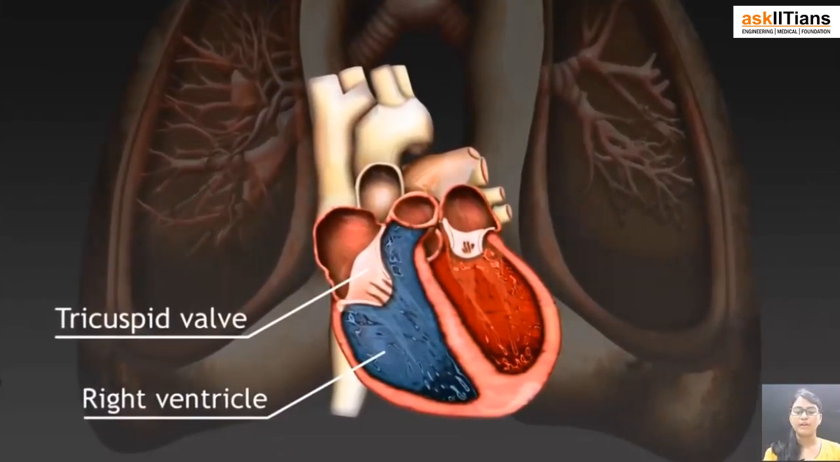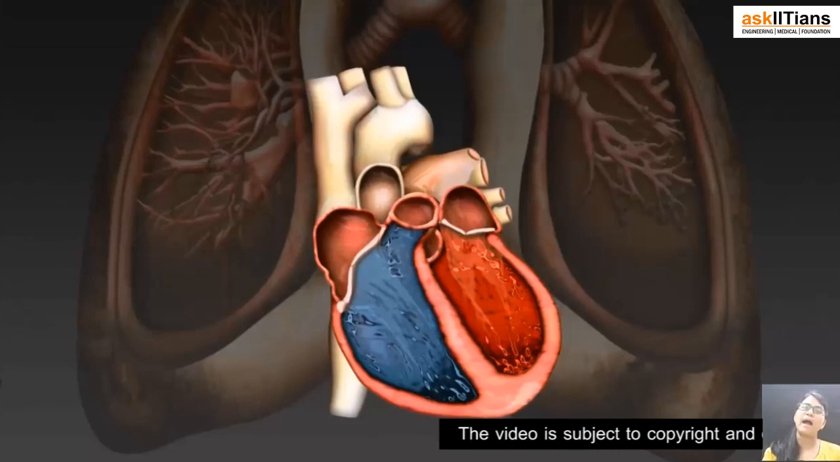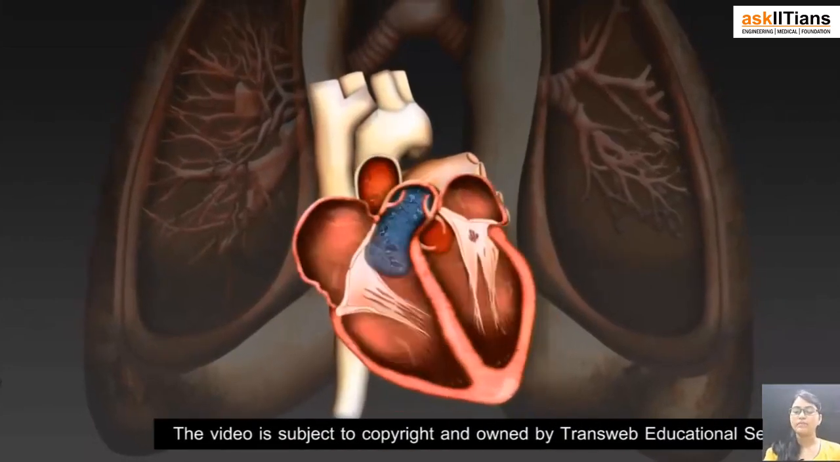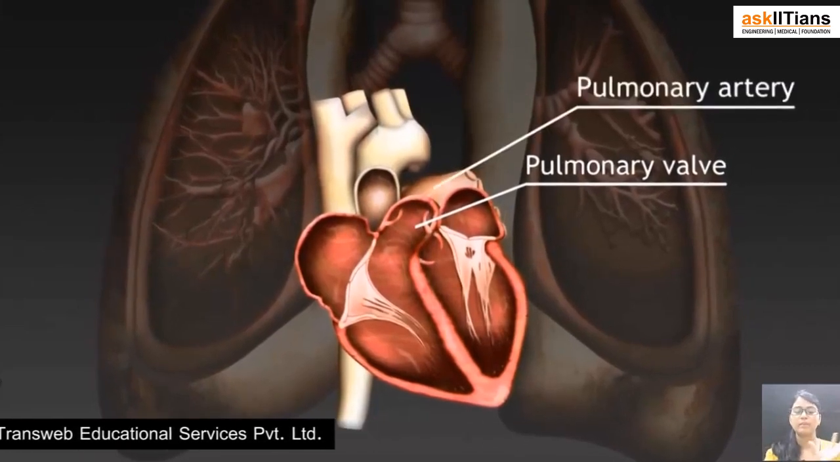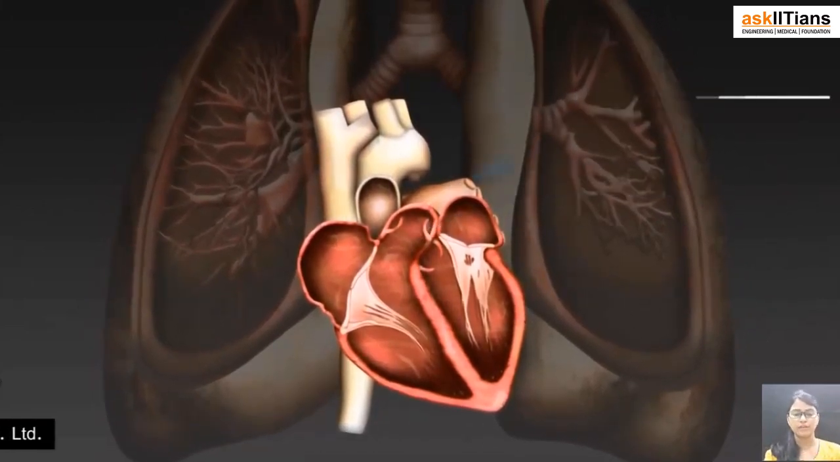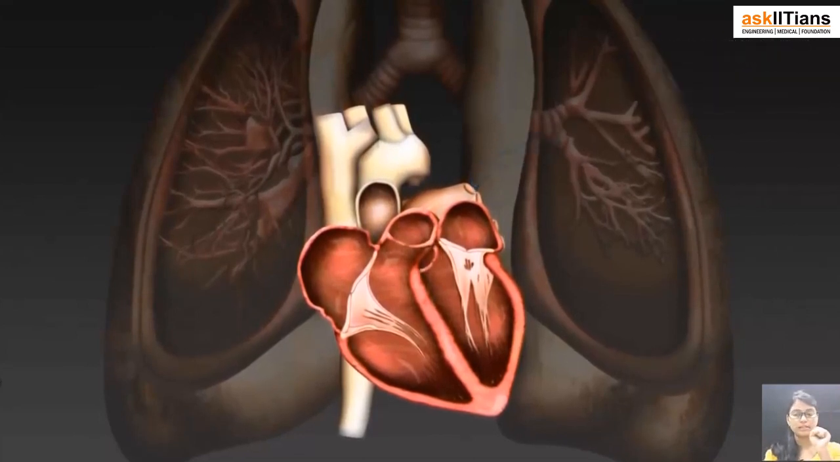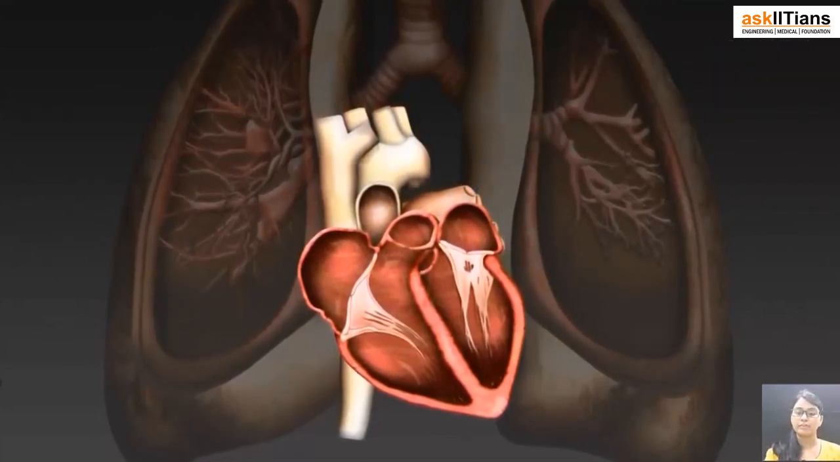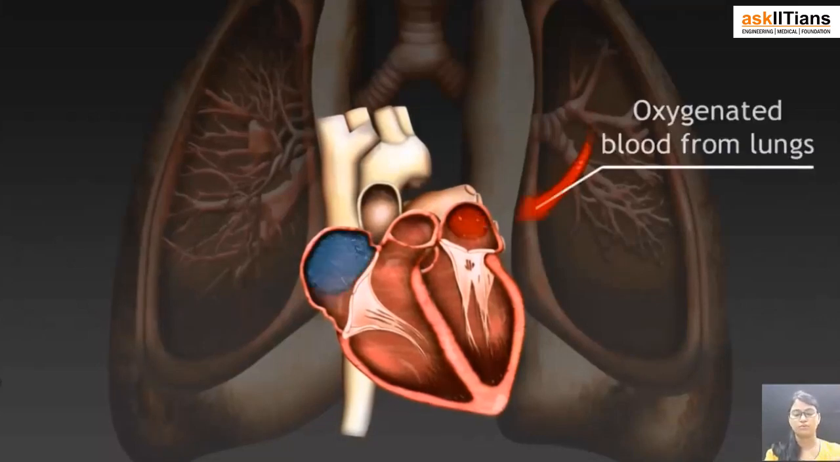Once the right ventricle fills with blood, the tricuspid valve closes to prevent blood flowing back into the atrium. The right ventricle contracts, forcing the pulmonary valve to open as blood is pumped into the pulmonary artery. Blood then travels to the lungs as the pulmonary valve closes. At the same time, the right atrium relaxes, ready to accept the next intake of blood. In the lungs, the blood picks up oxygen and releases CO2.